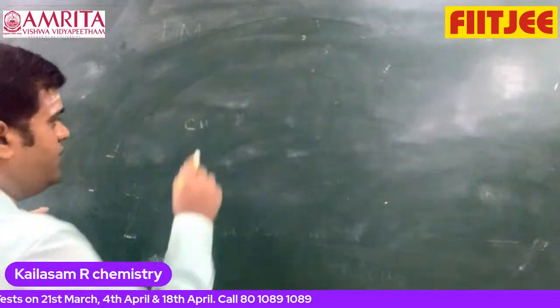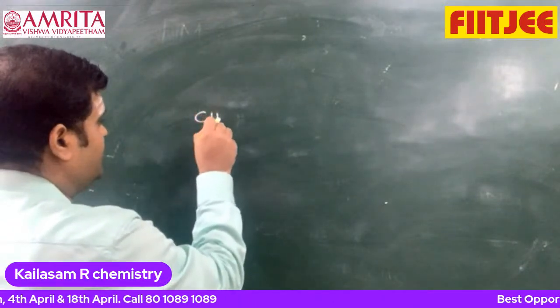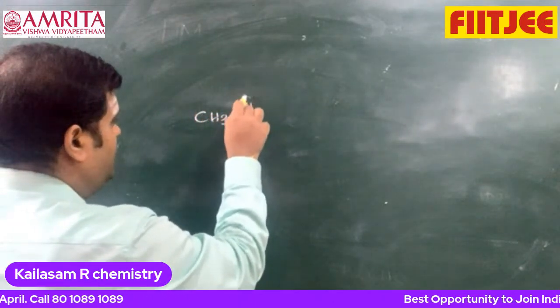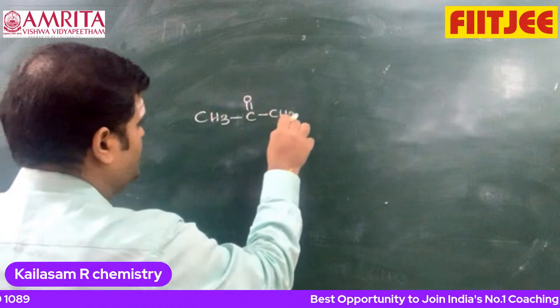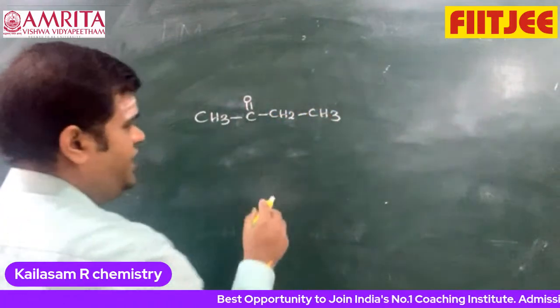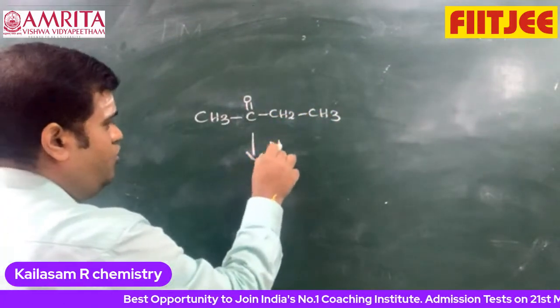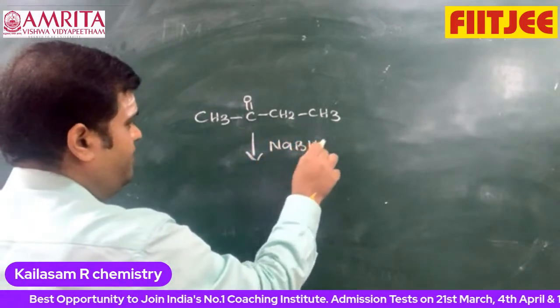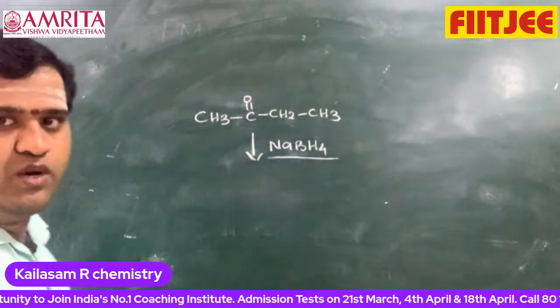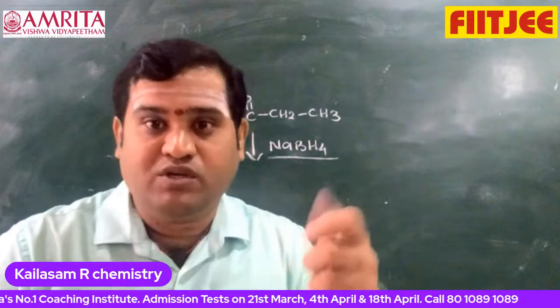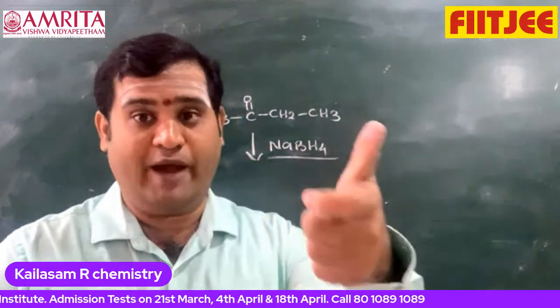Let us take carbonyl compounds. I can take it as CH3, C double bond O, CH2, CH3. It's a ketone. I'm going to use sodium borohydride, NaBH4. So it's a reducing agent. What is the role of sodium borohydride? It gives H minus ion. It is the H minus donor.